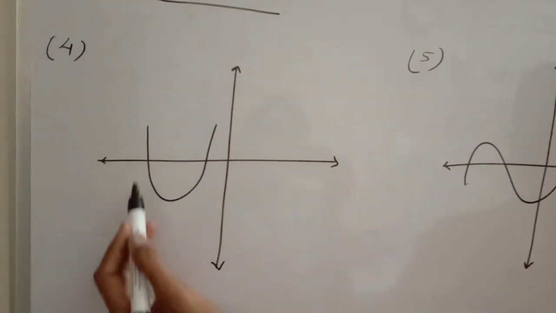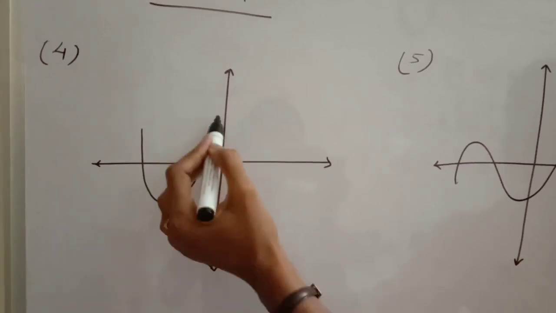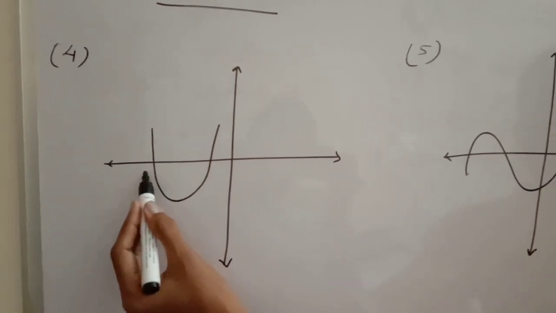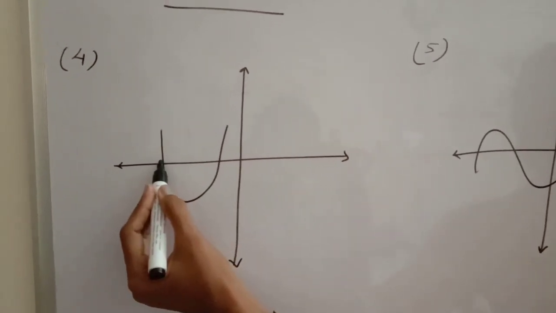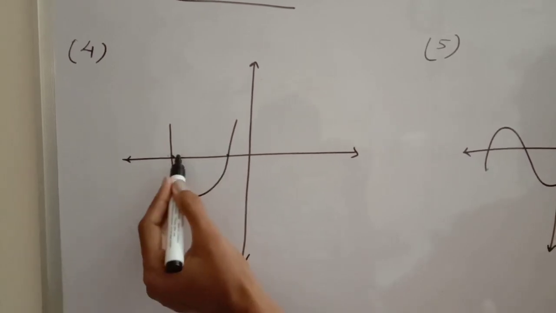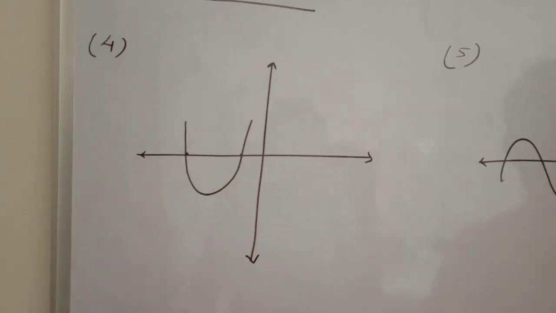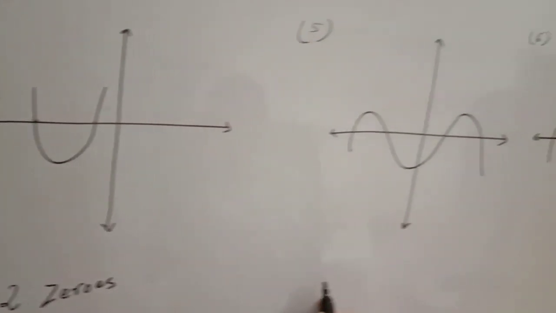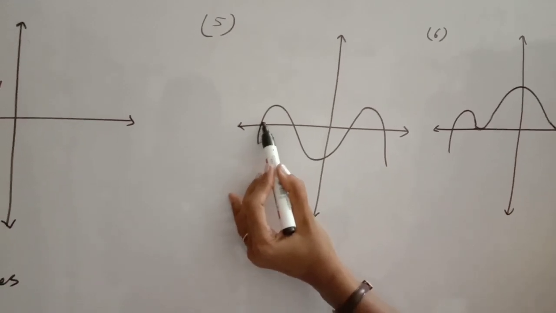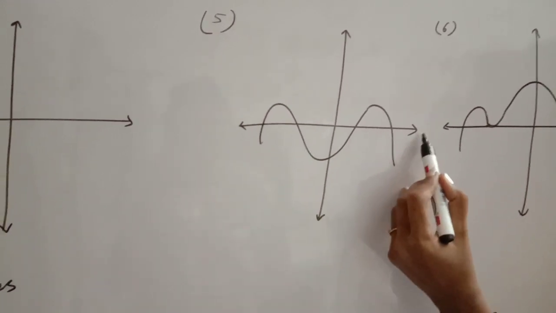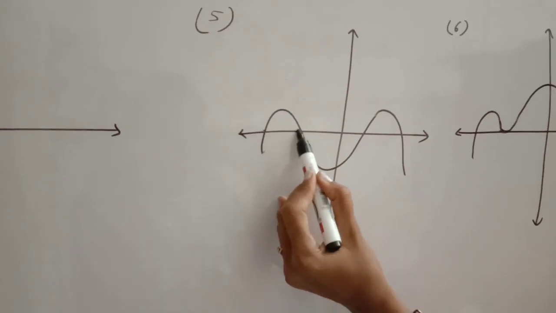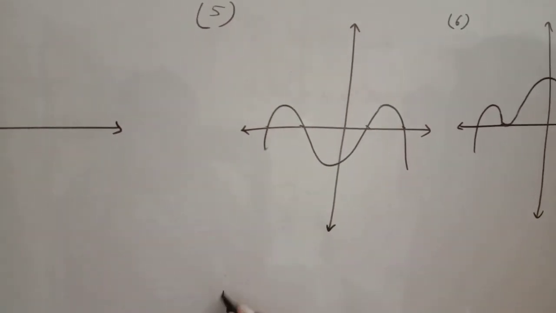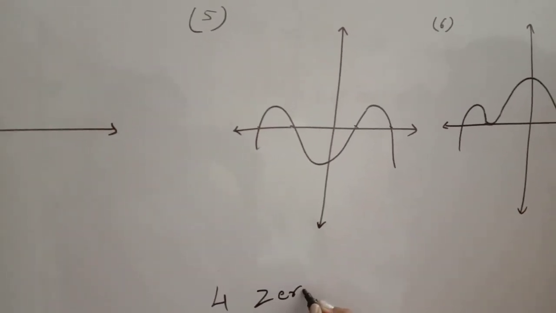Fourth question. Here this is a parabola. It is an open upward parabola. That means the coefficient of x square is a positive number. Now I want to find the number of zeros of it. Here the parabola intersects my x-axis at 2 points. So it has 2 zeros. Now the fifth one, here you see the curve is intersecting our x-axis at how many points? 1, 2, 3 and 4. So this polynomial has 4 zeros.